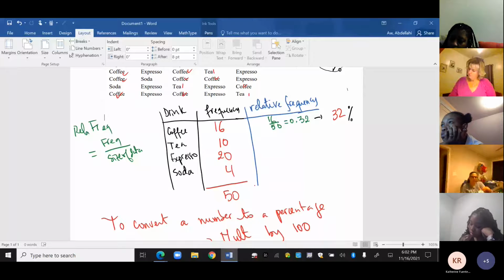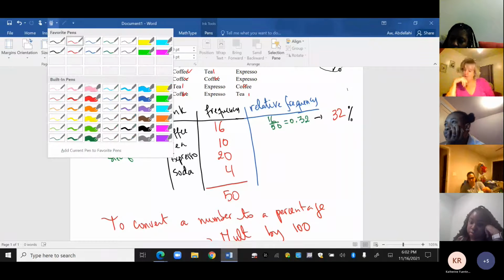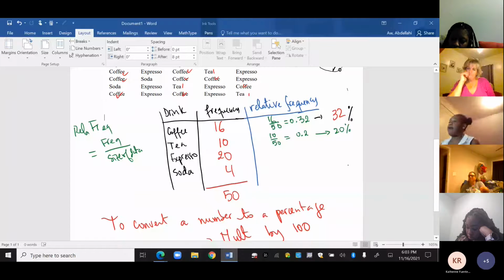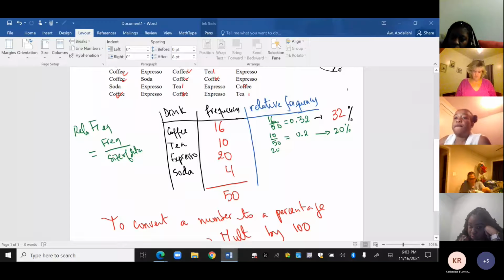All right, for tea, what do we do to get the relative frequency of tea? Divide 10 by 50. Which is 0.2. What percentage is that? 20%. Exactly. We multiply 0.2 by 100, we get 20. It's 20%. For espresso it is 20 over 50, which is 0.4, which is 40%. That is absolutely correct.